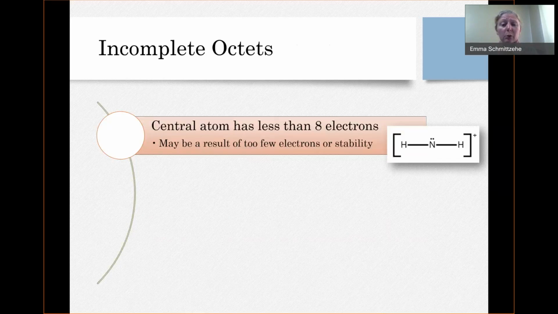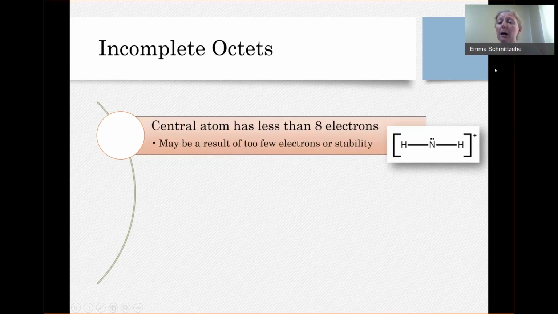One example, before I move on to these atoms that favor less than 8: I said it may be a result of too few electrons. One common example of this is NH2+, a polyatomic ion. This does exist. Nitrogen has 5 electrons, each hydrogen has 1, and if it has a positive charge, there's really only 6 electrons in there. So there's no way to magic up an octet out of 6 electrons. This is one case where it's just forced to have less.